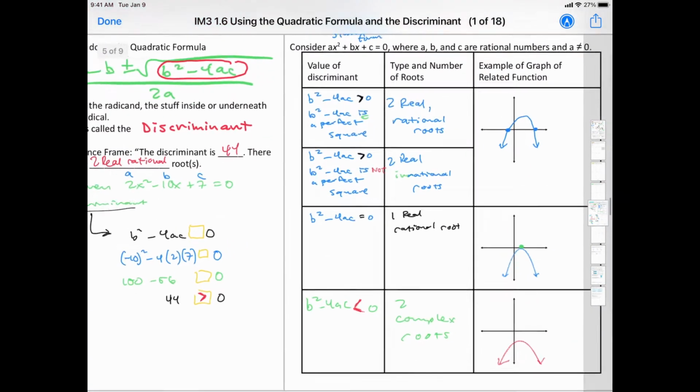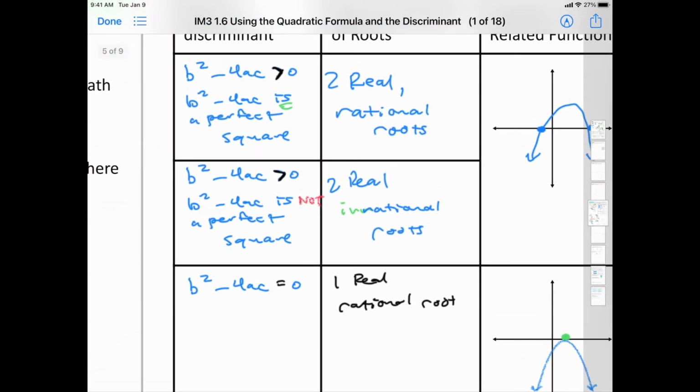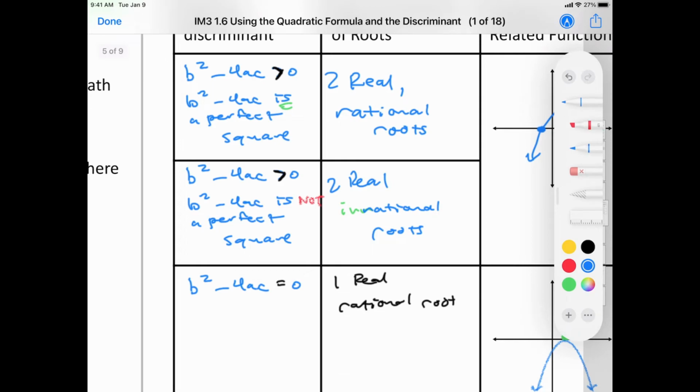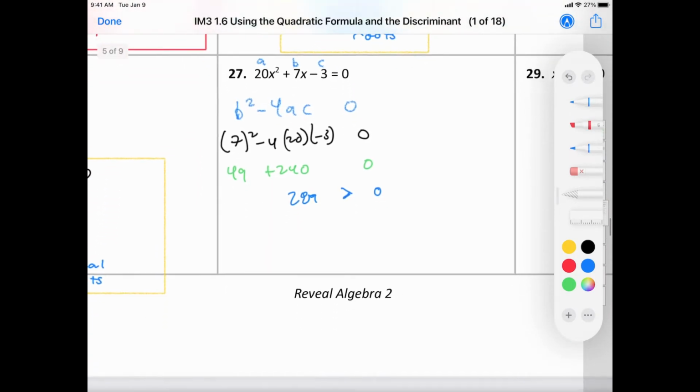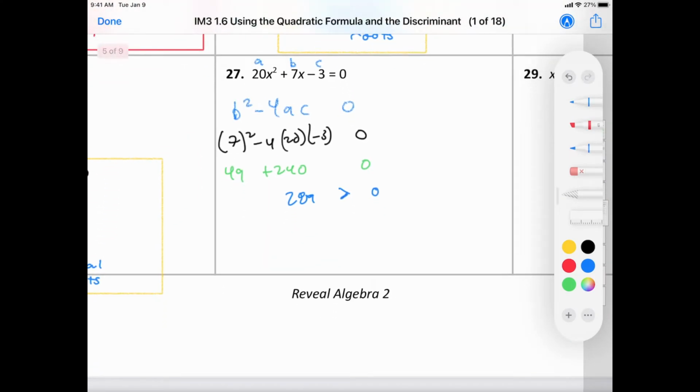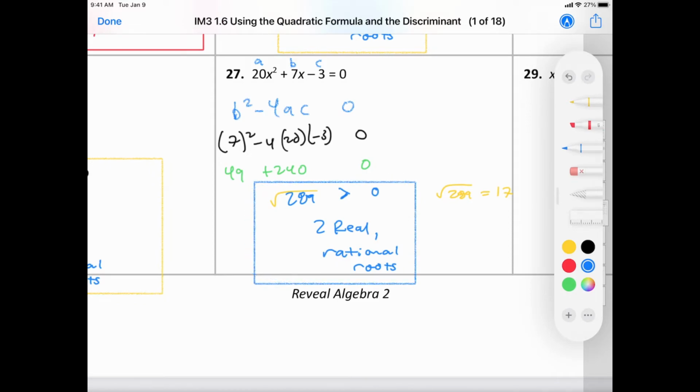It is a perfect square. So I'm going to go ahead and just copy this one, 2 real rational roots. Again, the reason why is square root of 289 is 17. So this is my answer. 289 is a discriminant, and we have 2 real rational roots.